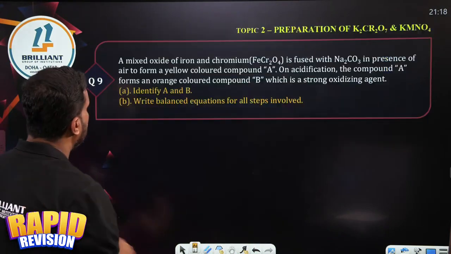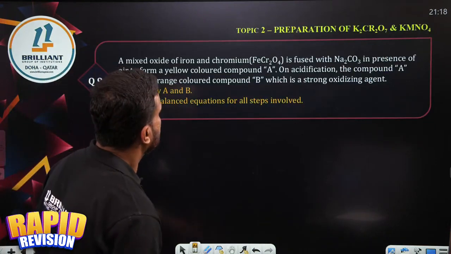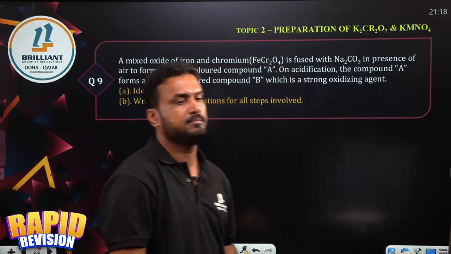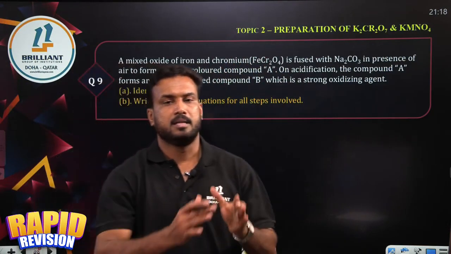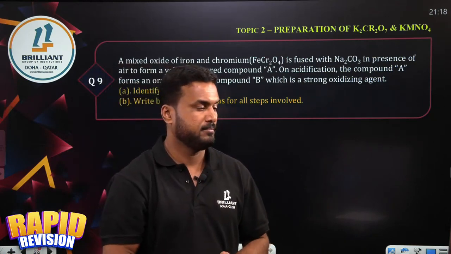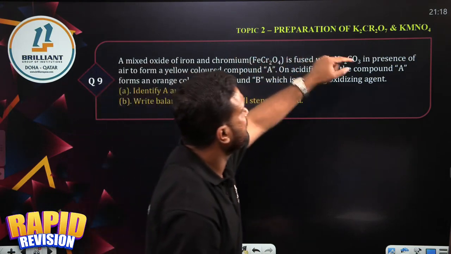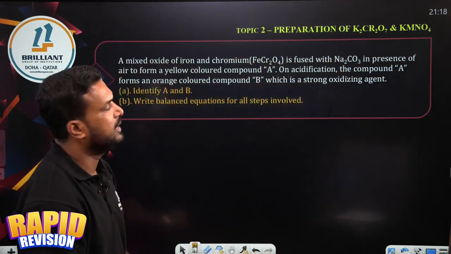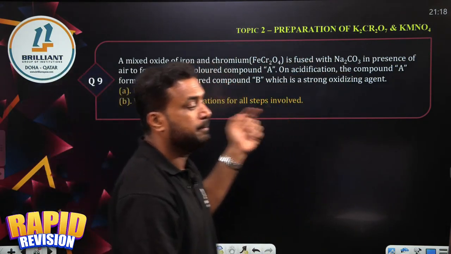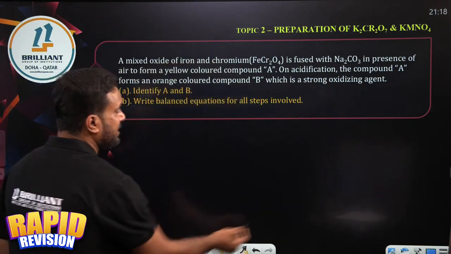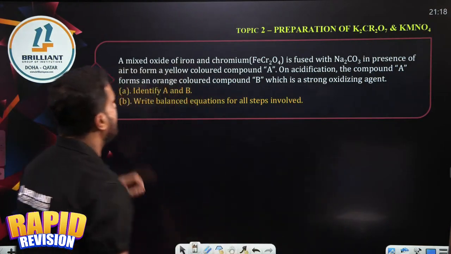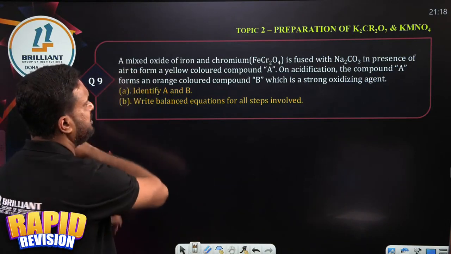Okay. So I think we have a few more questions. Now the reasoning questions got over. Topic: preparation of K2Cr2O7 and KMnO4. You know that the preparation part is important. So here they are asking the question indirectly. Read the question. This was there in the previous board.